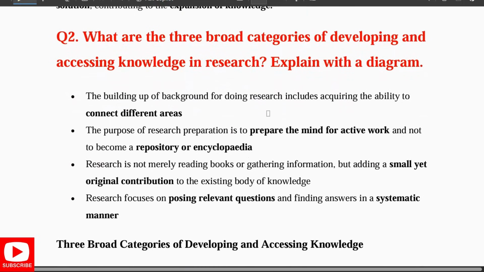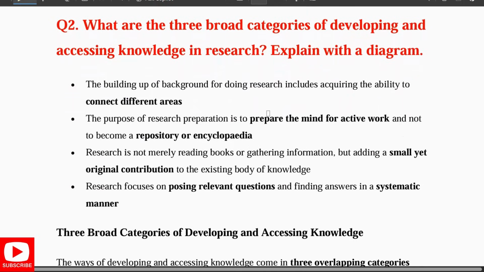Next is, what are the three broad categories for developing and accessing knowledge in research? Explain with a diagram. I prefer you to write the diagrams as much as possible, because once they see the diagram, they understand that you have completely understood the topic. So the chances of getting more marks are high.